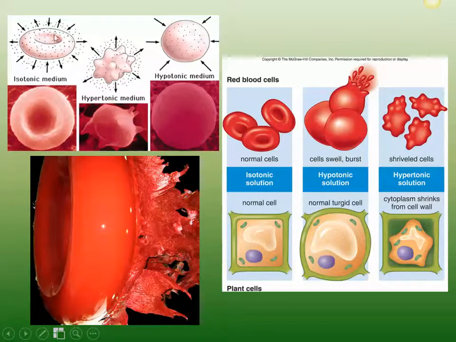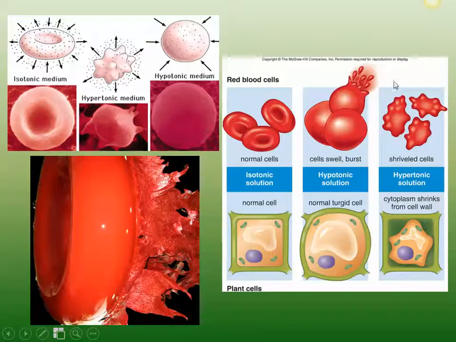So here we have an example of a red blood cell, right? So a red blood cell placed in an isotonic solution, right? So it's as concentrated on the inside as it is outside. Those are going to be normal, happy cells. Nothing going on here. If this is a plant cell, the plant cell is going to be pretty happy. Then you have a hypotonic solution. In a hypotonic solution, you put cells in there. The water is going to enter, right, because the cells are more concentrated. The water is going to enter and actually burst some of these red blood cells. If you have a plant cell, hopefully that cell wall is going to be strong enough to prevent that from bursting.